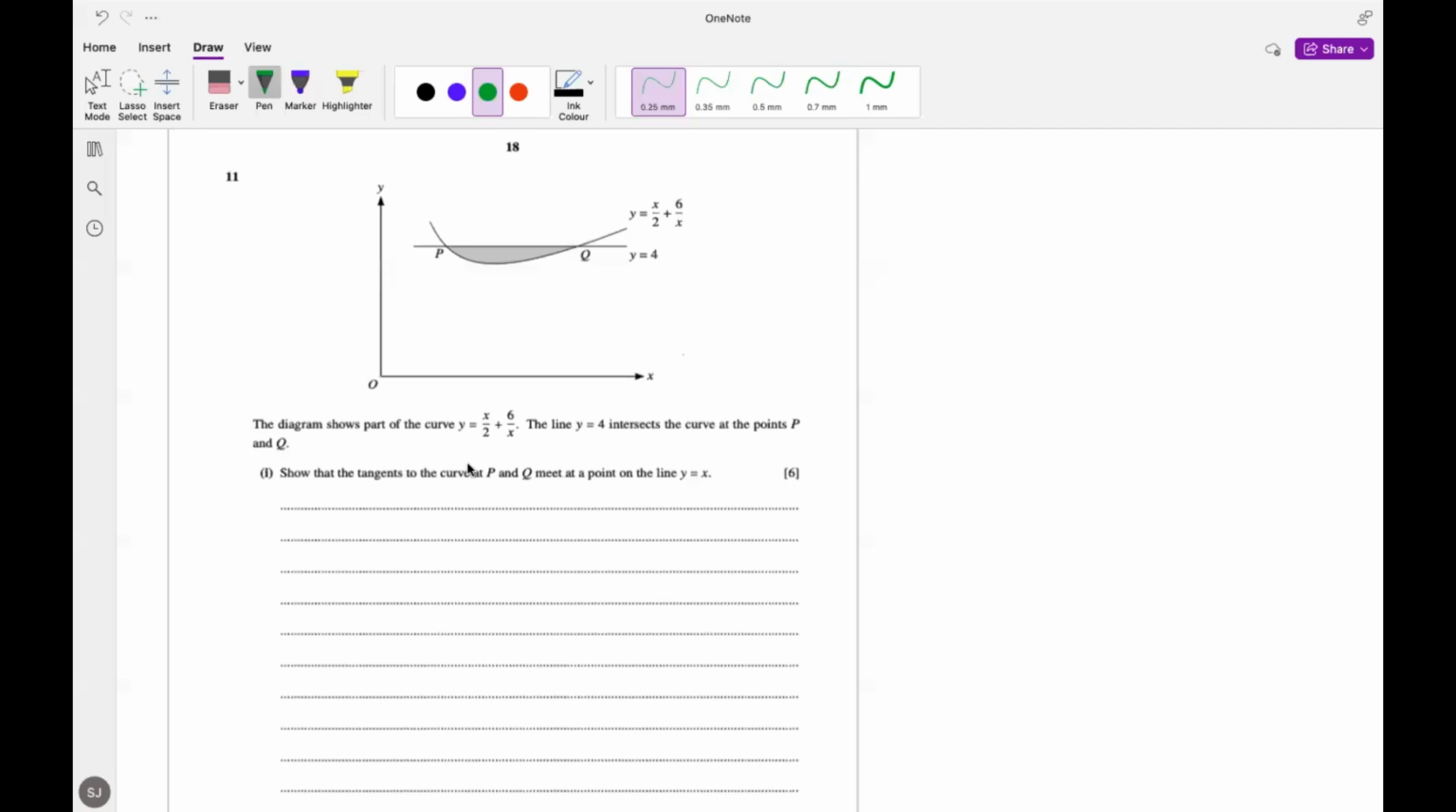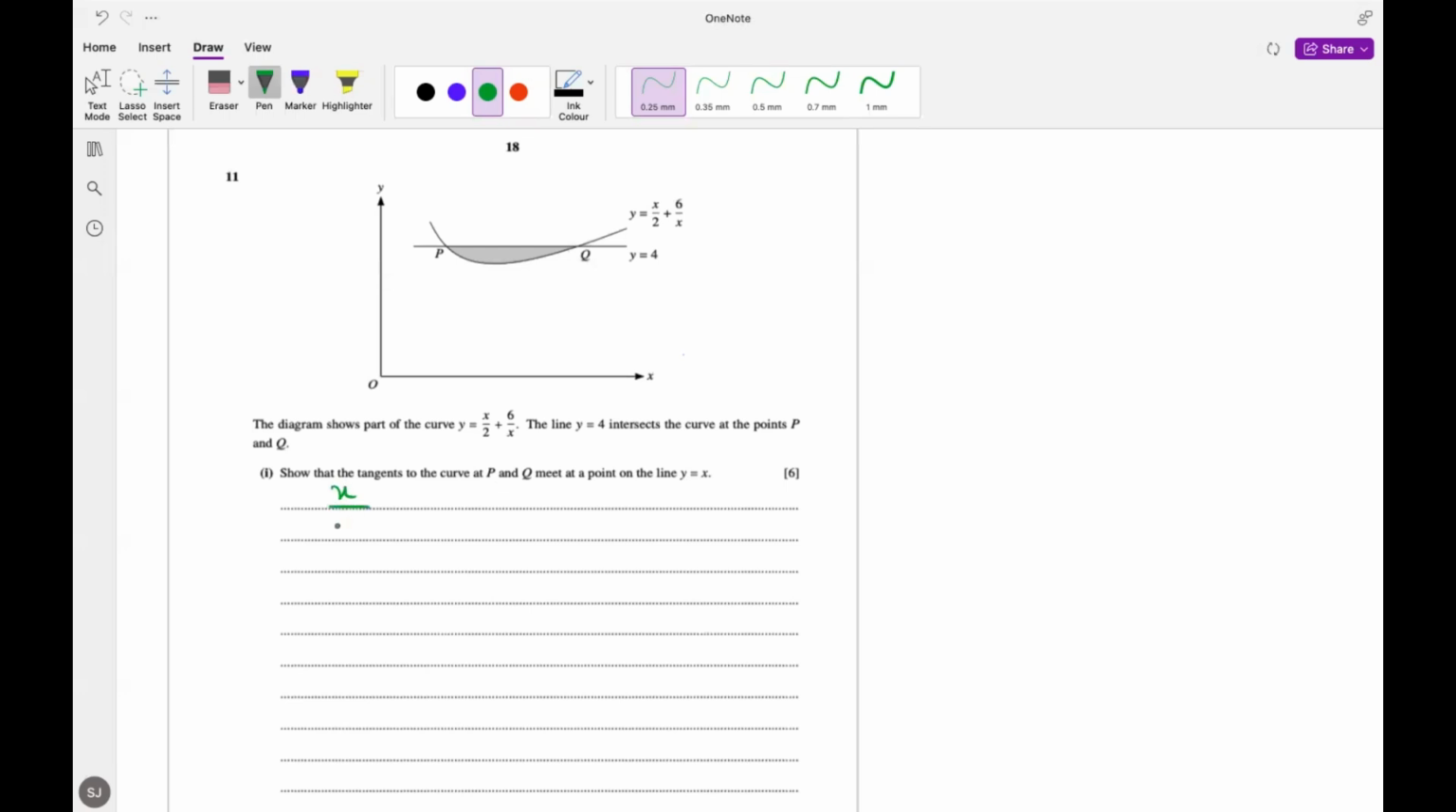In question 11, we have a diagram that shows part of the curve y equals x upon 2 plus 6 upon x. The line y equals 4 intersects the curve at the points P and Q. We have to show that the tangents to the curve at P and Q meet at a point on the line y equals x. Now, to show that the tangents meet at a point, we first need the equation of the tangents. For the equations, we need the gradient of the tangents at points P and Q and the coordinates of P and Q. In the first step, we can find the x coordinates by solving the equations simultaneously.